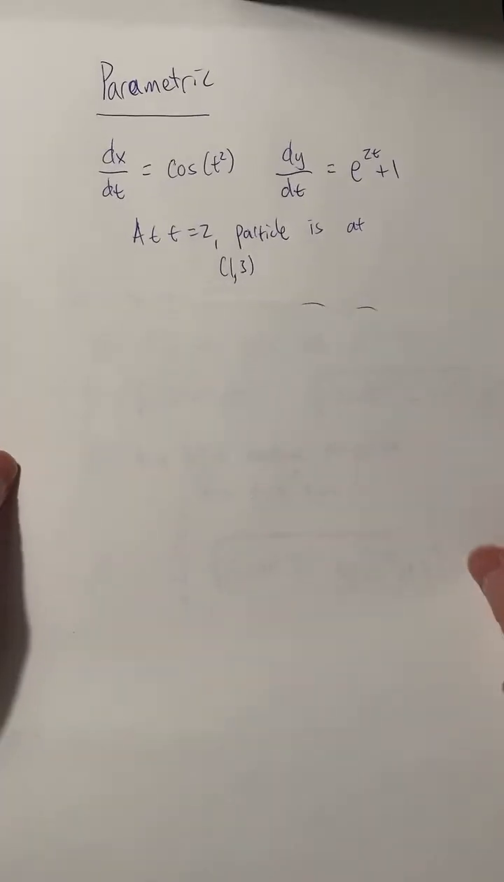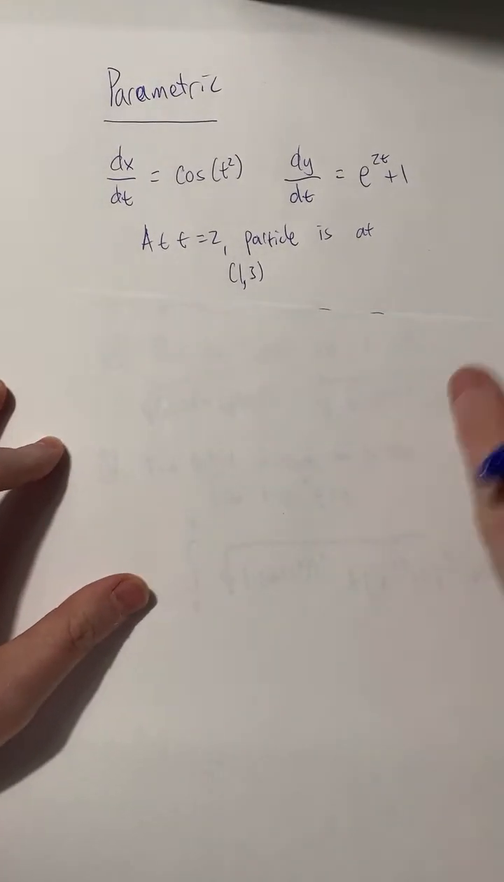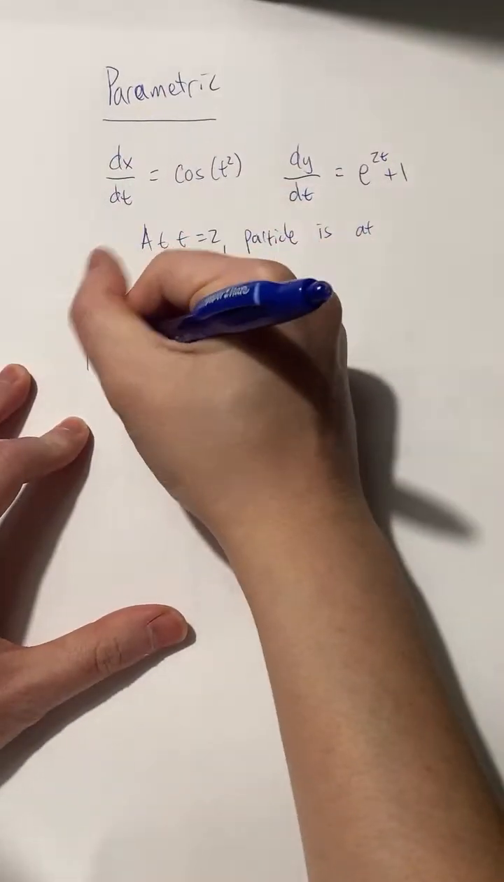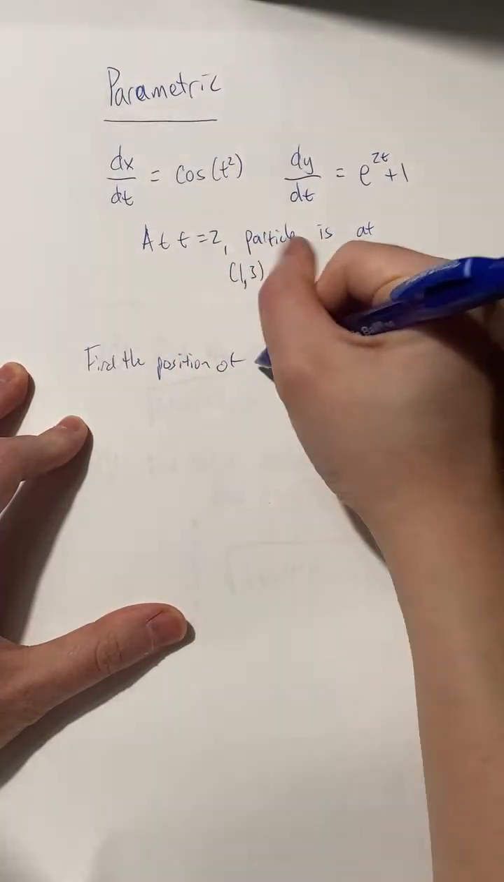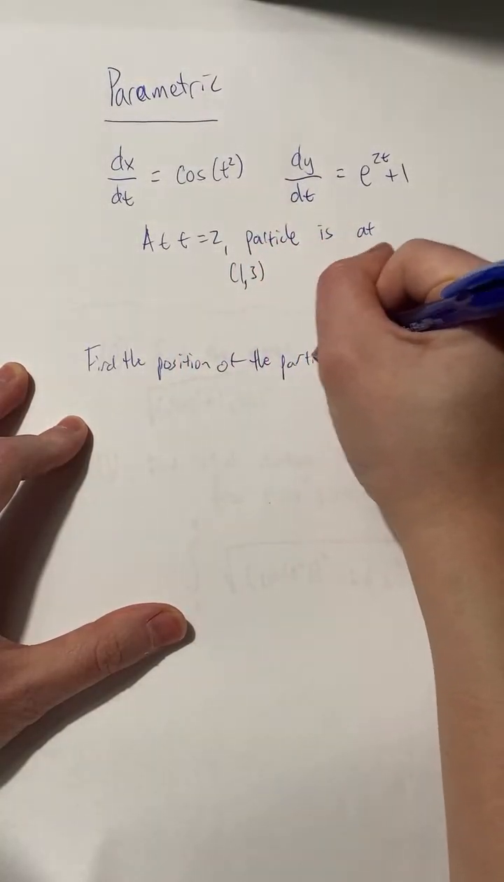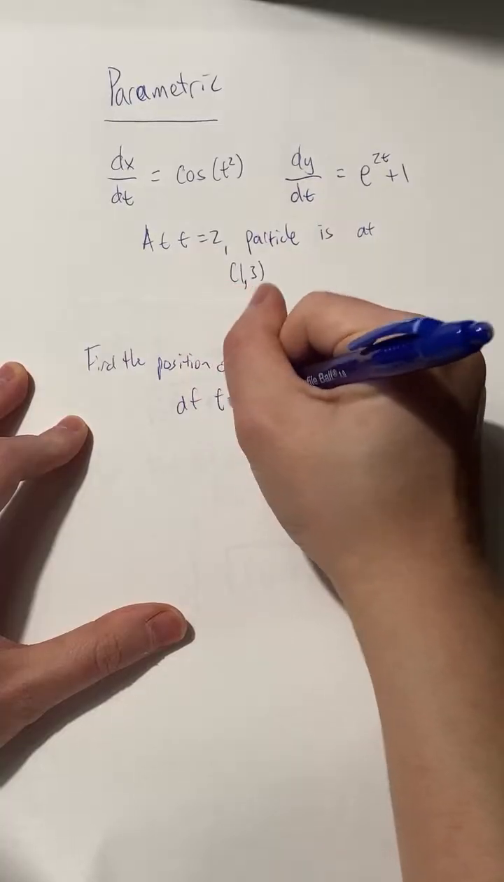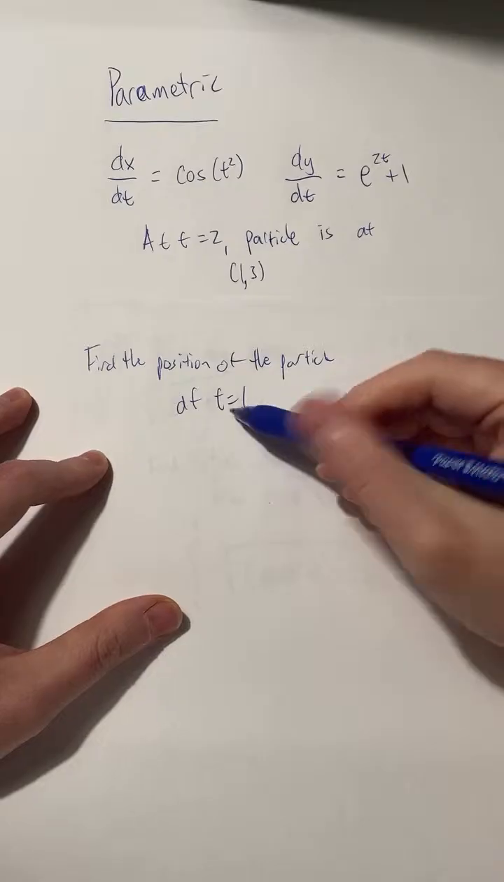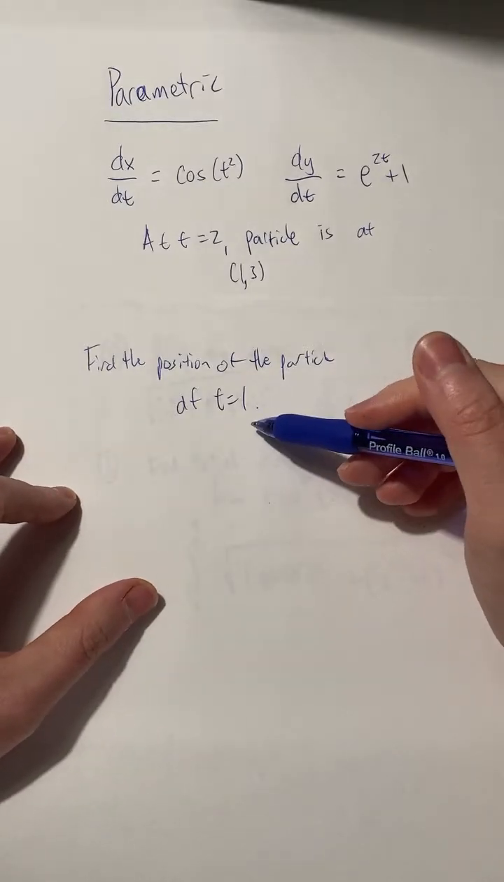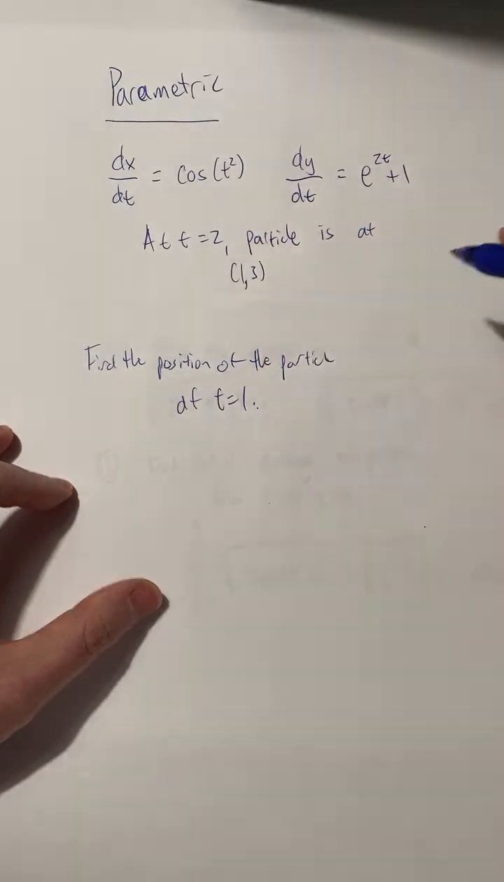So hopefully you can still see the question up there. So let's find the position of the particle at t is equal to 1. This question is always on there. Sometimes they'll ask just the x coordinate, sometimes they'll ask just the y coordinate. But in this case, we're going to find the x and the y.